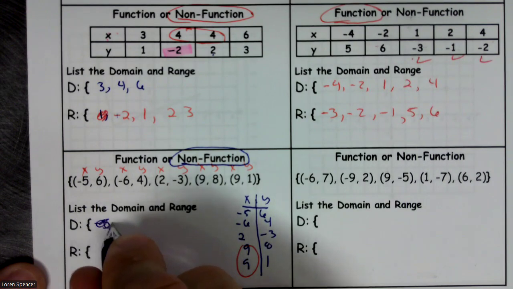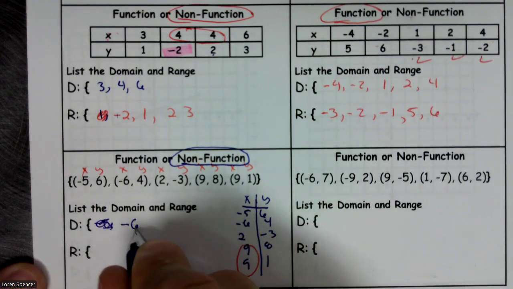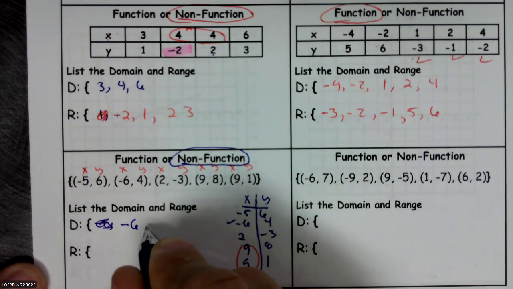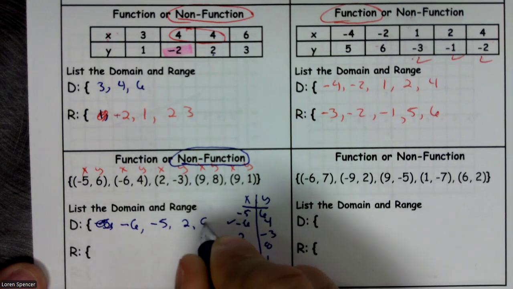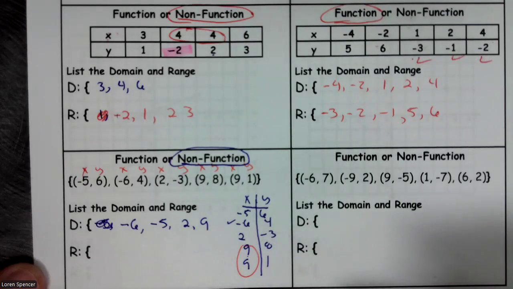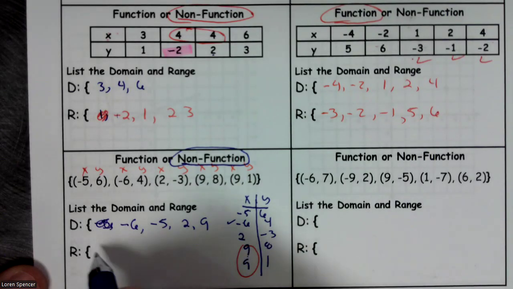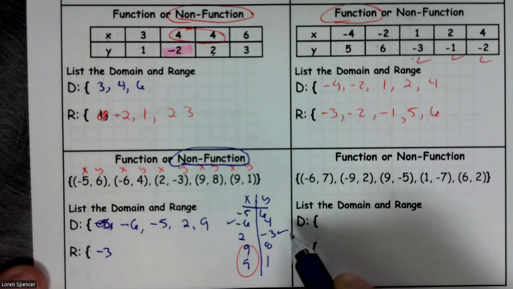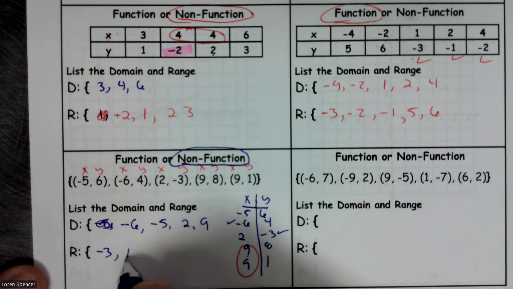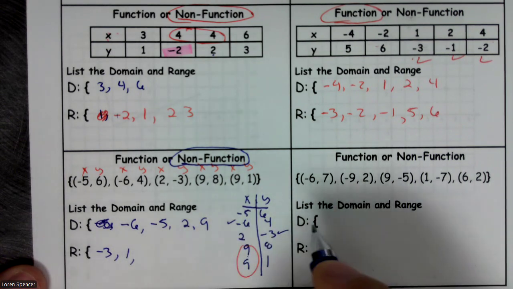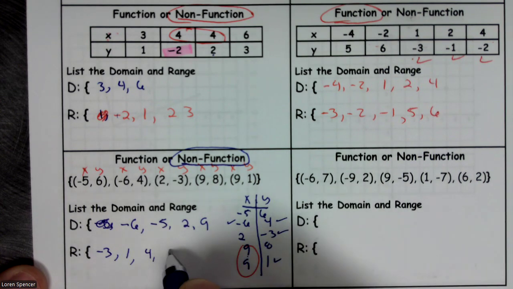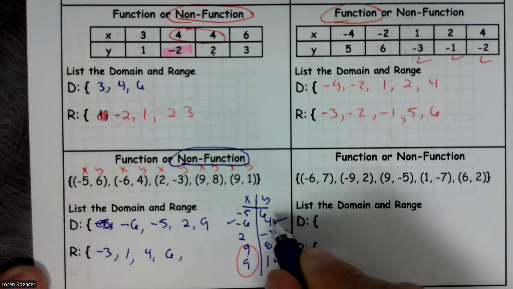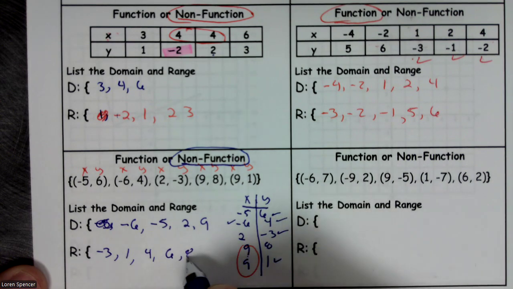All right, our domain, starting with the smallest, that's negative 5. That's not our smallest. Our smallest number is negative 6. Check that off. Then we have negative 5. Then we have 2, and then we have 9. We do not record the repeats. On the y's, our smallest value is negative 3, followed by 1, followed by 4, followed by 6, and followed by 8.